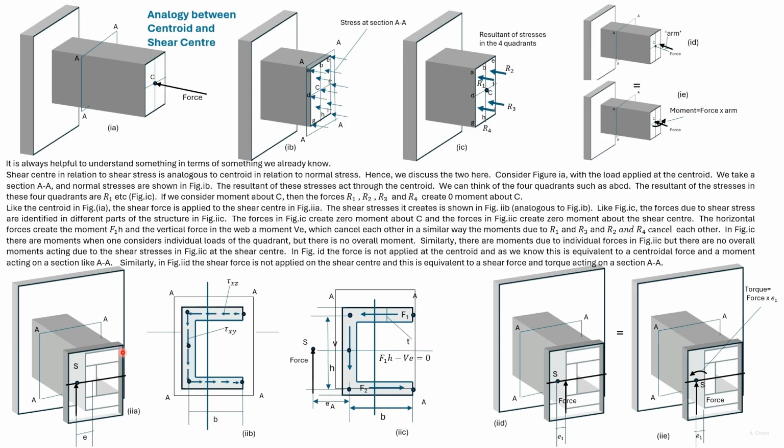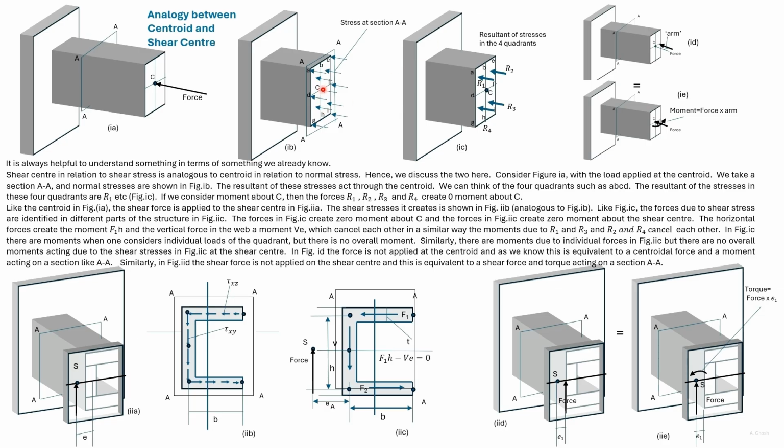Here we have a shear force acting at the shear center. It is similar to a normal force acting at the centroid C. We consider a section AA. Similar to the way that this normal force created normal stresses, here the shear force creates shear stresses in the section AA.